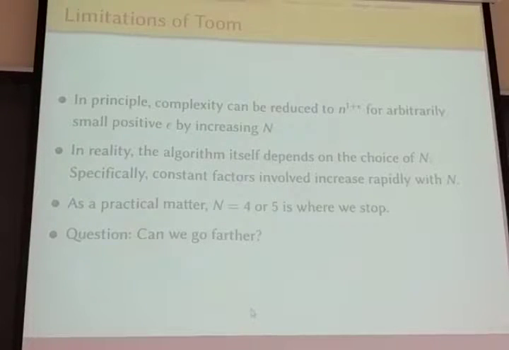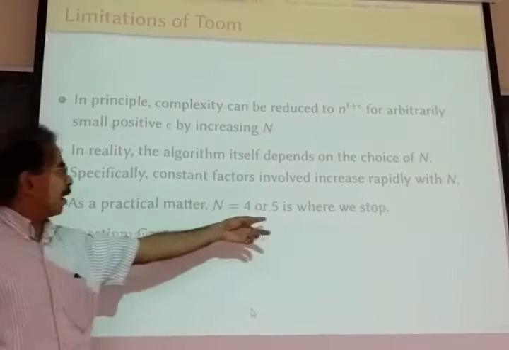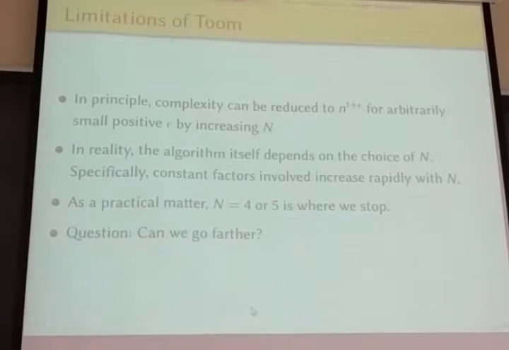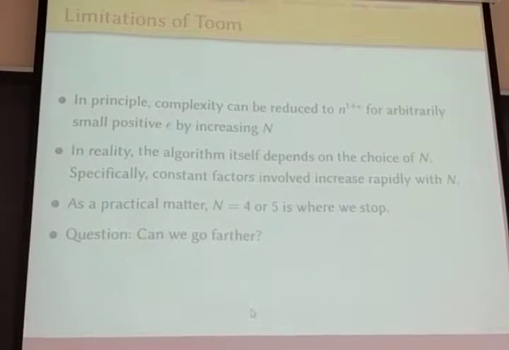Okay, so now that is the limitation of TOOM. So in practice, n equal to 4 or 5 is where you stop. I'm not even sure who uses n equal to 5. Right, so n equal to 4 could be, in fact, where people stop.